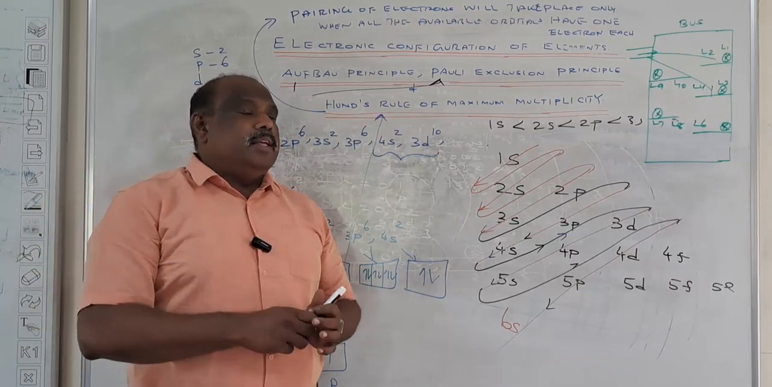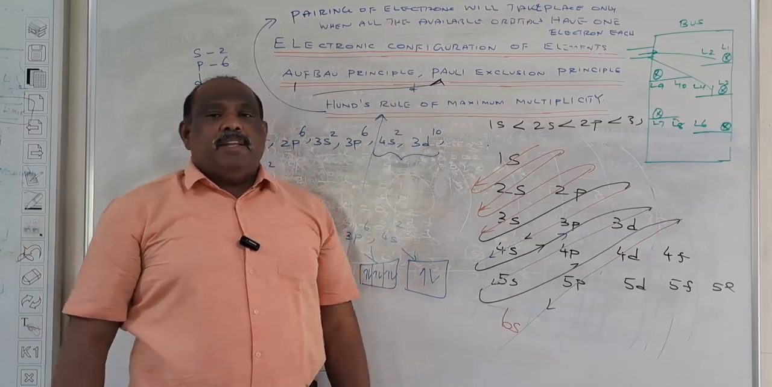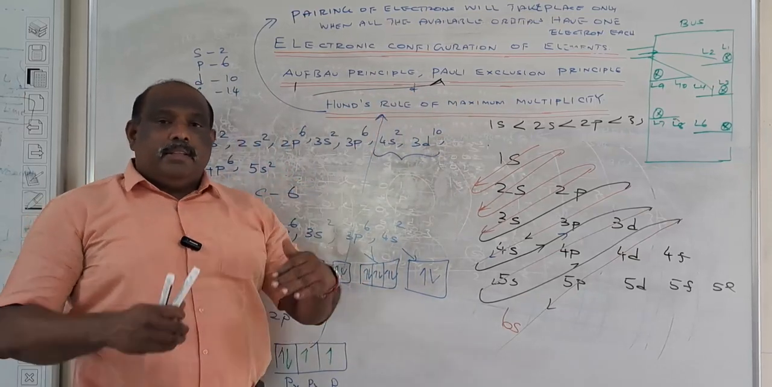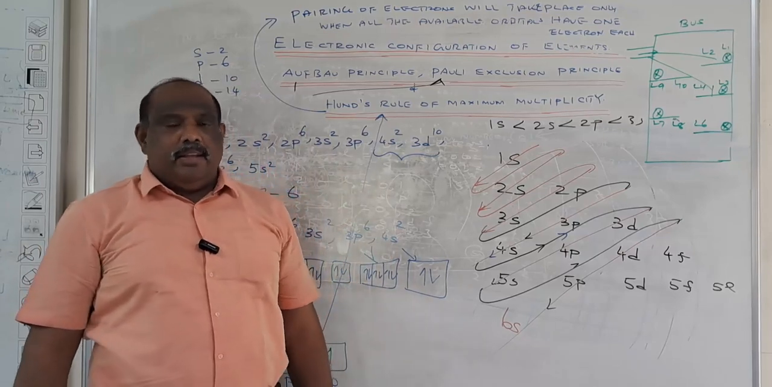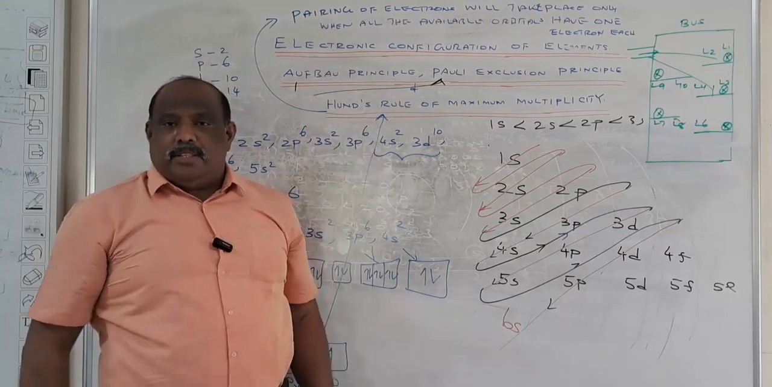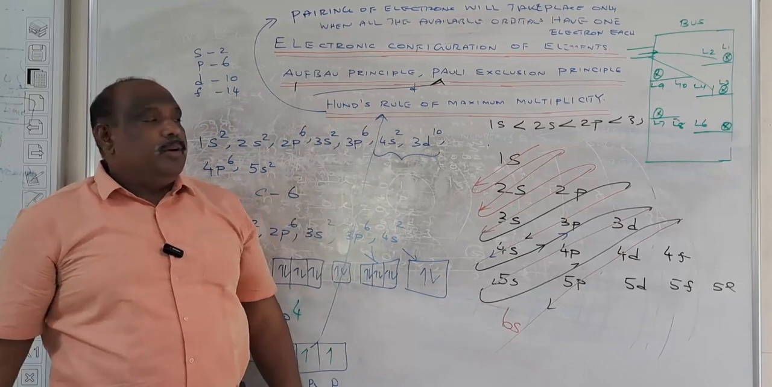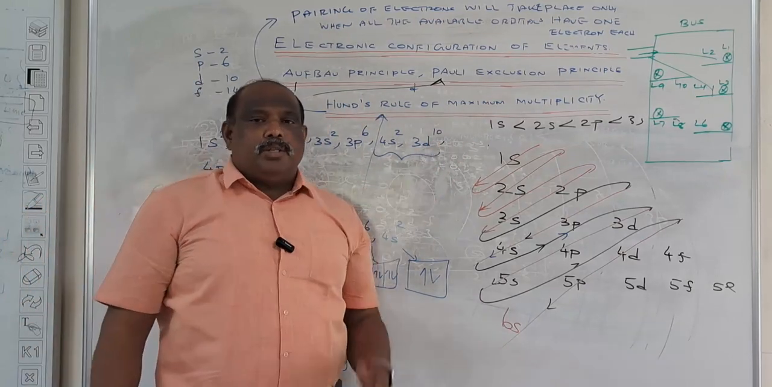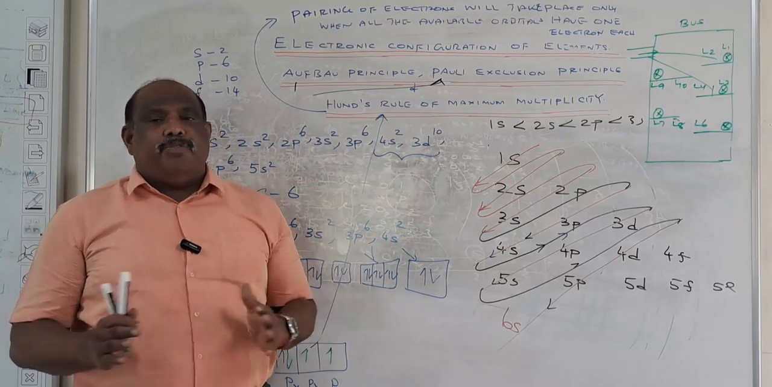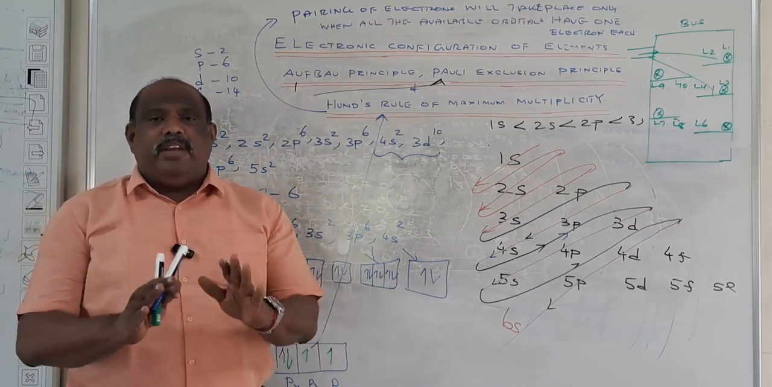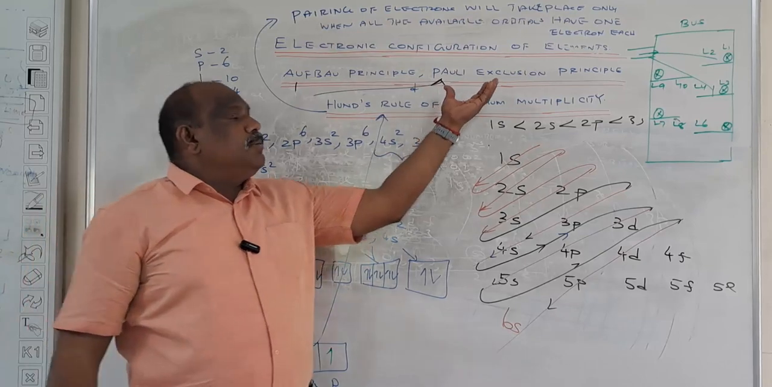So now let us recall all the principles. The Aufbau principle says that you have to first fill the lowest energy level, then you go to the next higher energy level. In that way, you build up the electrons. That is the first principle, a very simple principle. Then let us come to the Pauli Exclusion principle. It says that no two electrons can have all four quantum numbers the same. Definitely they will vary in at least one quantum number.